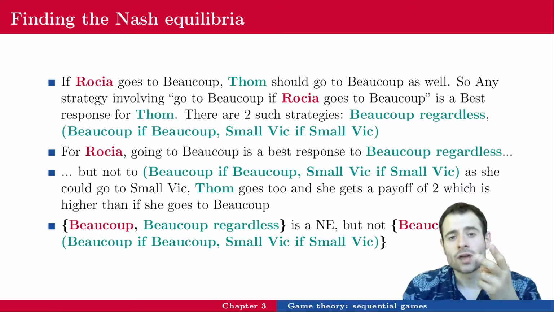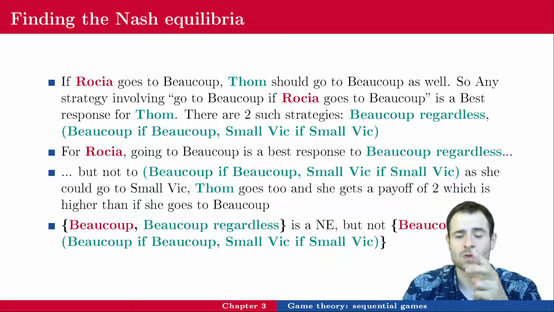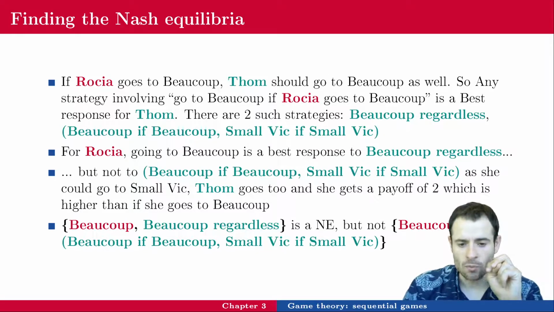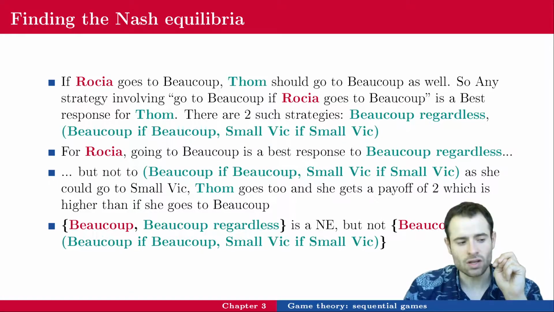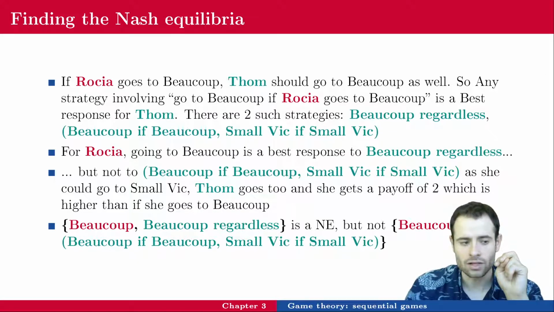Remember that for Nash equilibrium, we need to check best responses both ways. Here, Tom is playing a best response to Rosia both times, but in the second case, Rosia is not playing a best response to Tom. So that's why the last profile is not a Nash equilibrium.